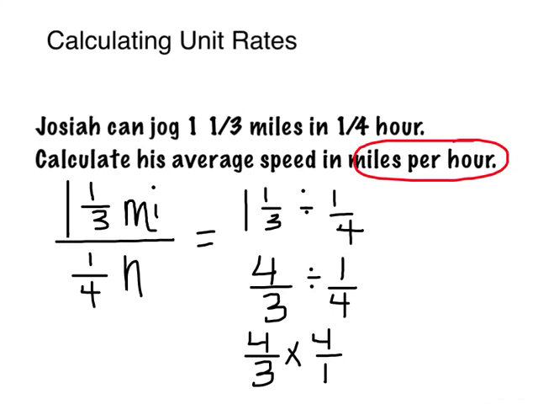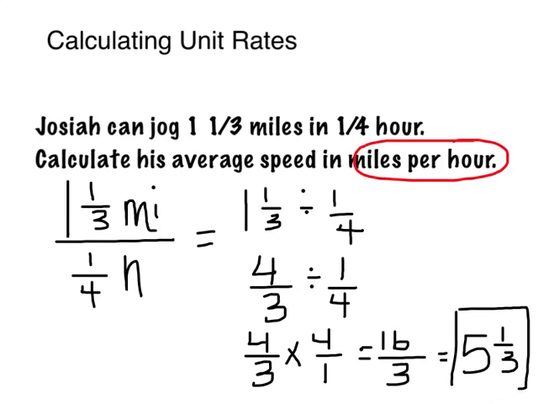I cannot simplify in my diagonal, so multiply straight across. 4 times 4 is 16. 3 times 1 is 3. And then I need to change my improper fraction to a mixed number. So 3 goes into 16 5 times with 1 left over, and keep my denominator. Josiah's average speed is 5 1/3 miles per hour.